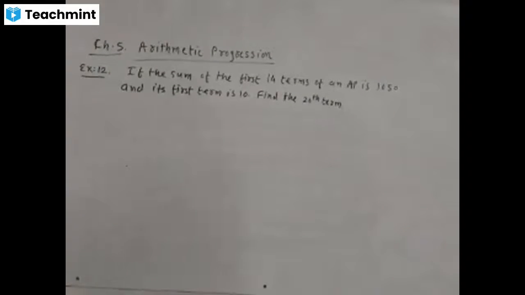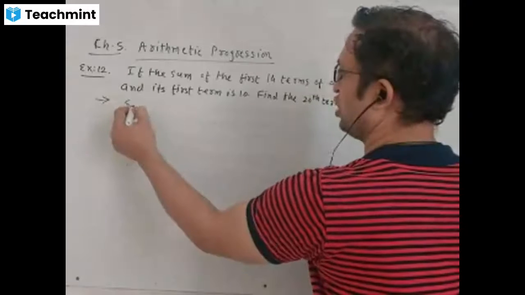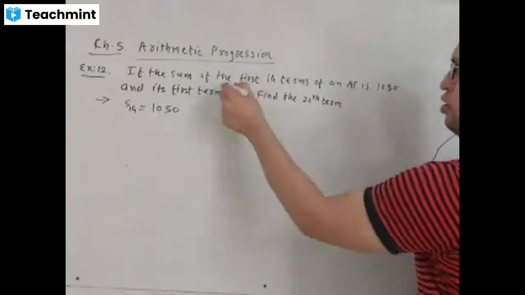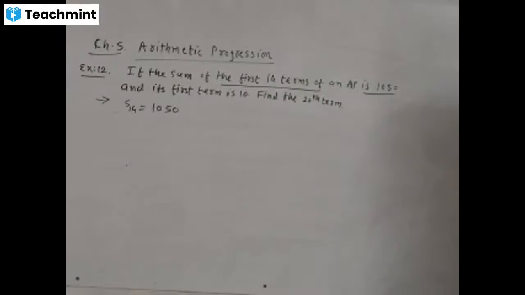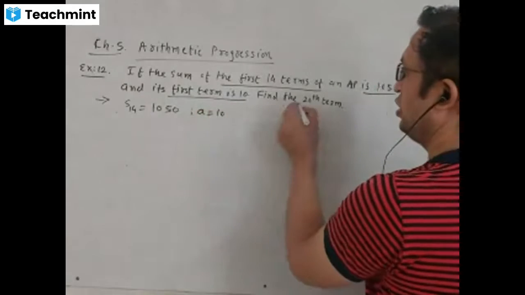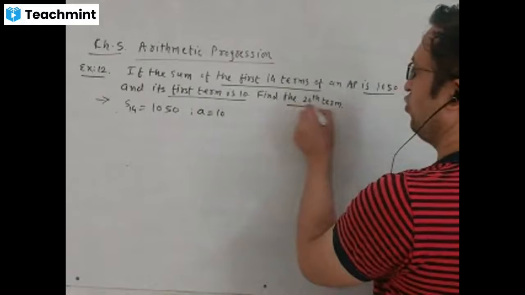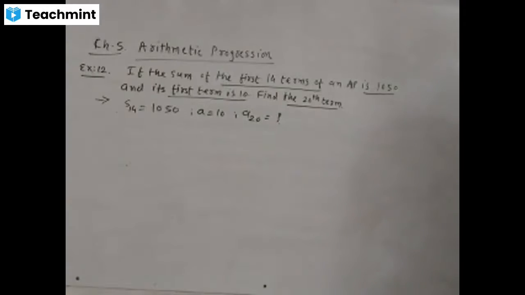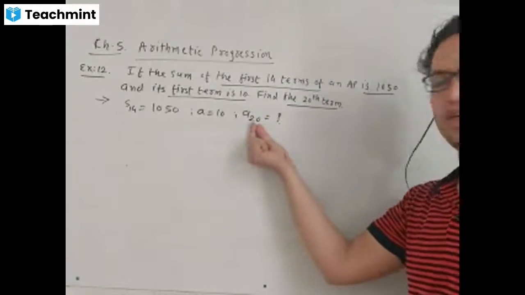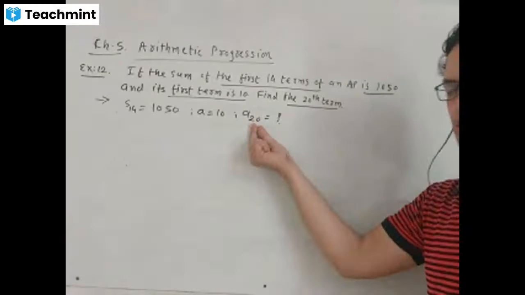Let's see the next one. If the sum of first 14 terms, S14, is equal to 1050, and the first term is 10, here a is equal to 10. We have to find the 20th term, A20, that is equal to question mark. To find any term, the 20th term, we need a and d. n is already given, n is equal to 20.